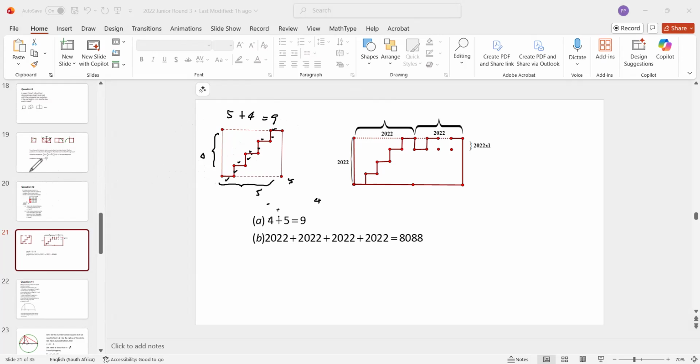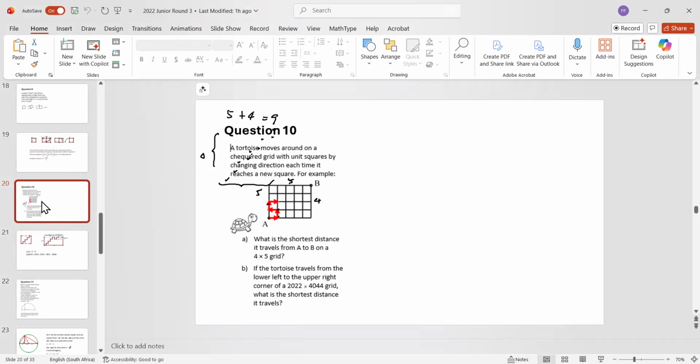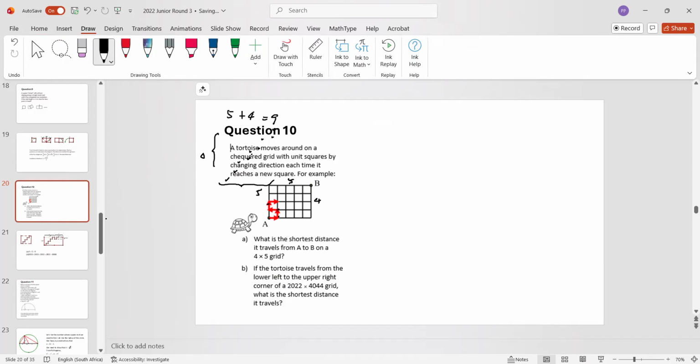Now they ask us question B. If the tortoise travels from the lower left, that's where A is, to the upper right, same thing, B, but you've got a massive rectangle, 2022 times 4044.